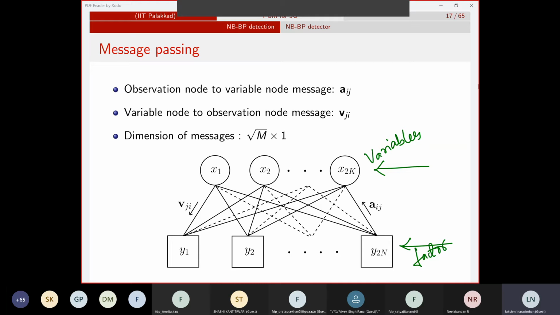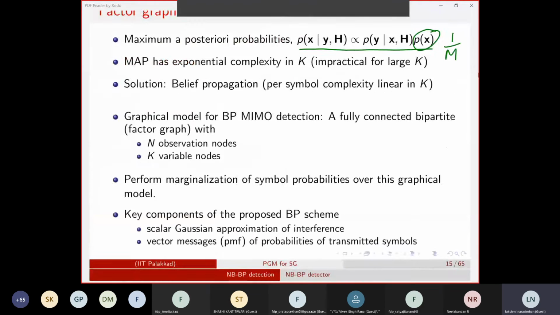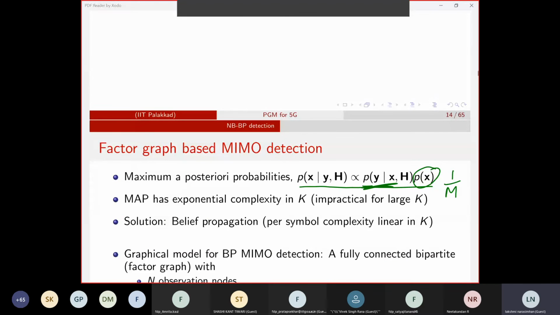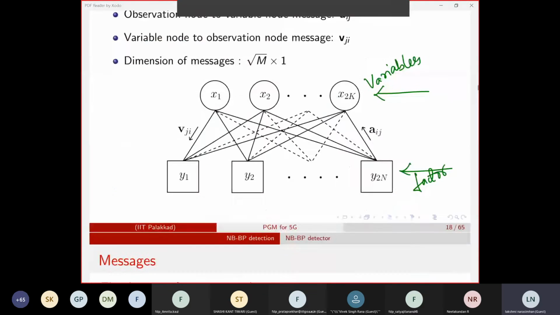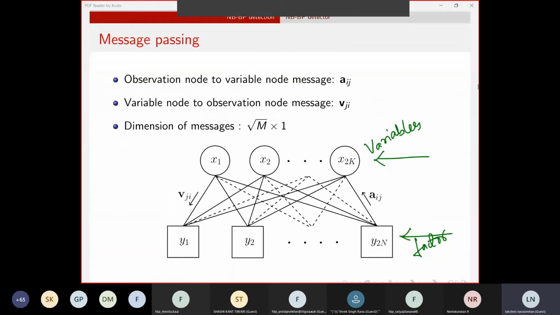And what are the functions or what are the factors? The factors are nothing but the observations that we have. If you observe here, this likelihood you can split into y1 up to yn. This is exactly how many factors you can split into, which means those are the factor nodes. So the factor nodes are also the observations. We call them either the observation node or the factor node.